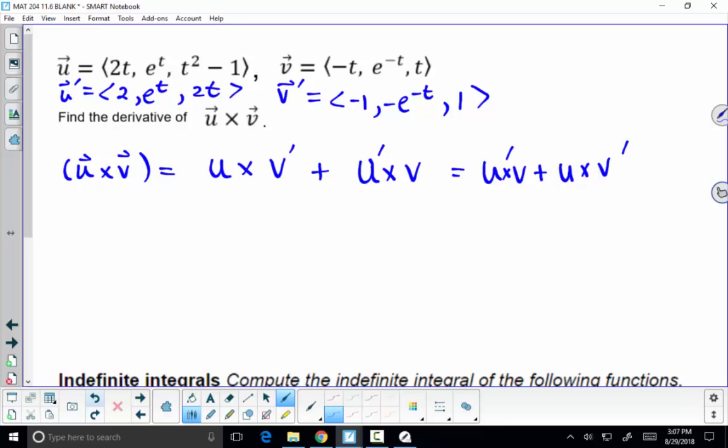You just said times in that equation. Does that mean u cross v prime? Yes. Times means either dot or cross depending on the context. So times in this case we mean cross. Okay, just wanted to make sure. Yeah, I should say cross.